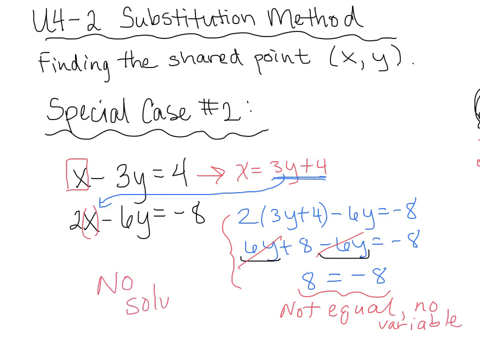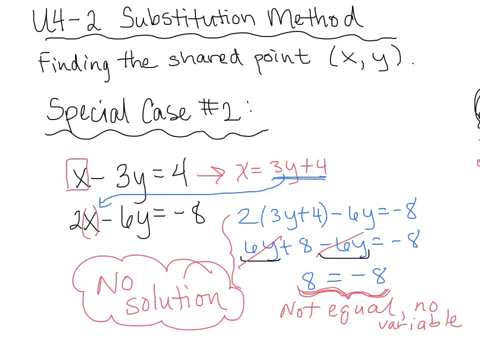Okay, so we either have infinite solutions if these two are equal, and we have no solution if the remaining two numbers set equal are actually not equal to each other. And those are our two special case scenarios when using substitution method to try to solve our system.